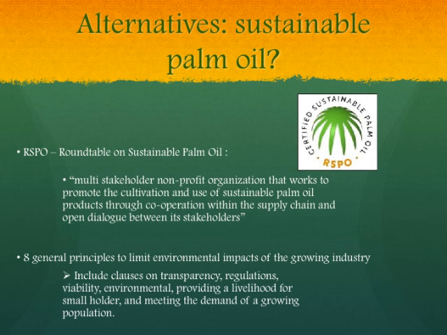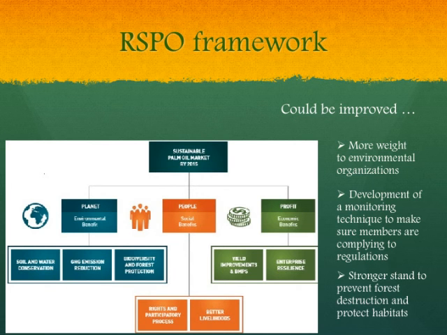Its 8 principles underline the way the Roundtable addresses the challenge posed by palm oil production: protecting the environment, providing a livelihood for smallholders, and meeting the demand of a growing population. While these principles clearly address the key issues, the RSPO could still be improved in its management and its governance. It could give more importance to environmental organizations to have more weight in the decision-making process.